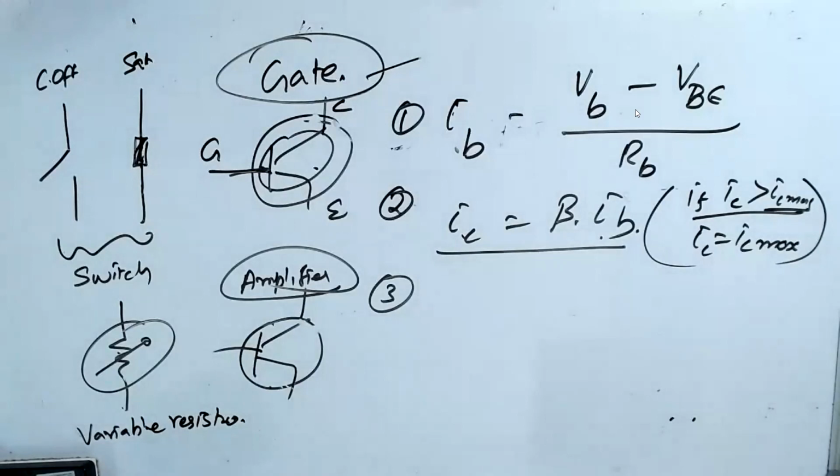Correct, yeah, you are right. Somebody asked that when VB is 0 volt, the transistor is off, and when VB is 5 volt, the transistor is on. That's perfectly right. That's why we use these two voltages in digital.